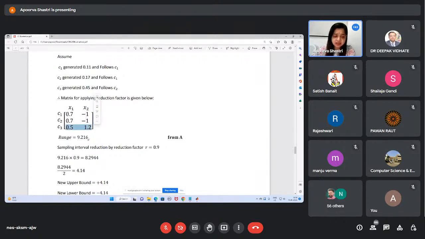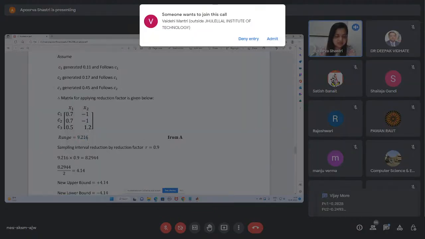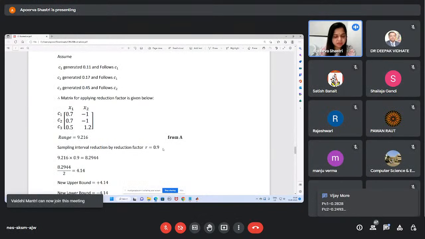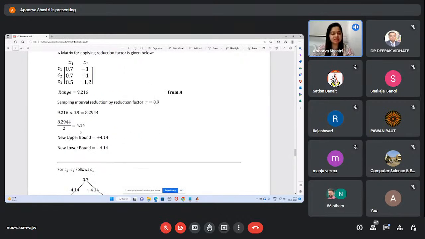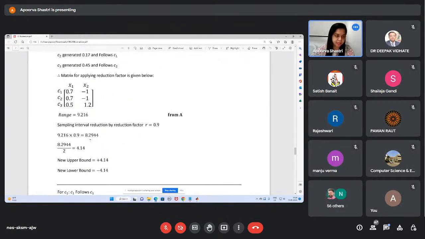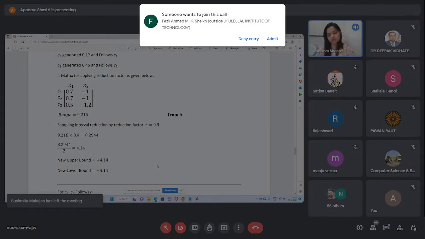Now every time, don't take the original range. We have already reduced the range to this point. Now apply the reduction factor on this range. So 9.216 multiplied by 0.9 and then divided by 2 gives 4.14. This is your new upper bound and lower bound. Please complete till this point, then add 4.14 to this and subtract 4.14 from this, and you will get new ranges for candidates C1, C2, and C3. Write this much and then calculate the range. I will show you the results and you can cross check.